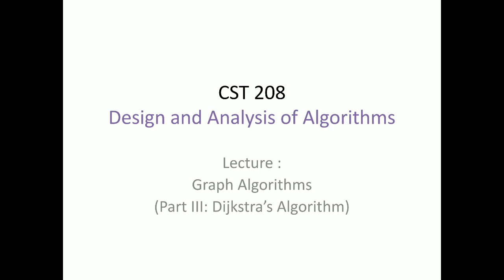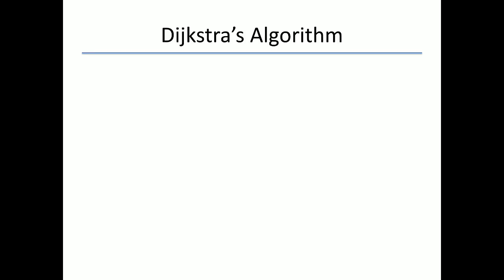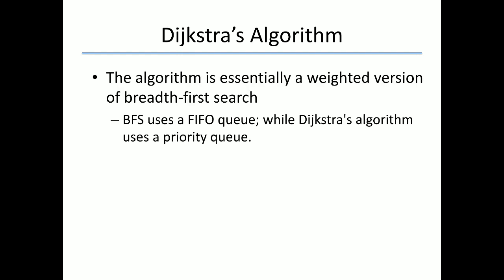Now in this part we will discuss Dijkstra algorithm for single source shortest path problem. So Dijkstra algorithm is basically a weighted version of BFS, that is breadth first search. As we have discussed earlier, BFS can be used to find the shortest path in an unweighted graph. So there is no weight, or we can say there is unit weight in the graph, then you can use BFS. Dijkstra is used when there is a weighted graph. So basically it's a weighted version of BFS.